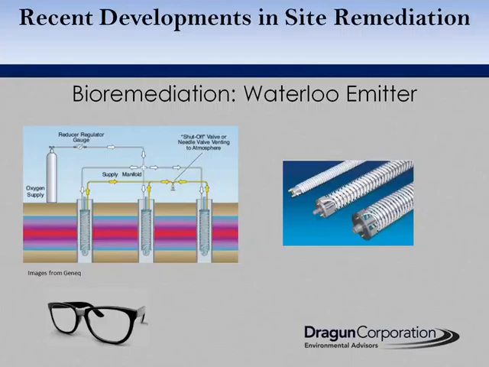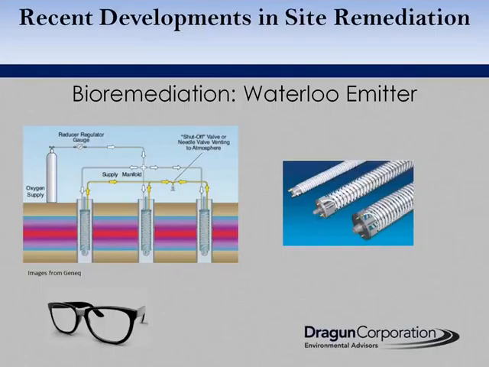And the common misconception is that Waterloo emitters are the same as an air sparge system, but that's not the case. Air sparge relies on the high rate pumping of air into a submerged screen and is often coupled with soil vapor extraction. Emitters really rely on diffusion to add an increased amount of dissolved oxygen into the aquifer.